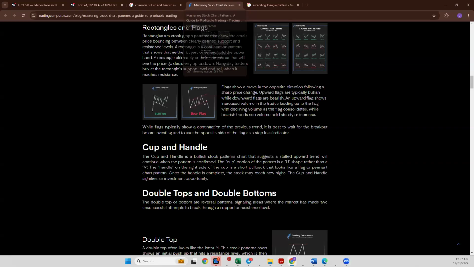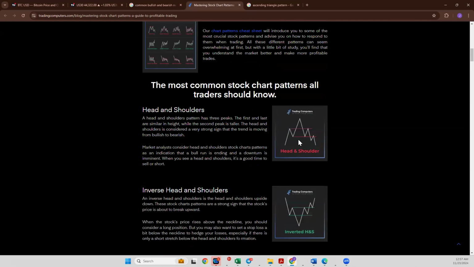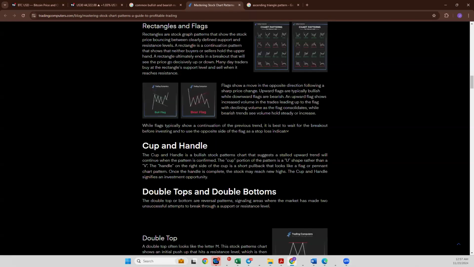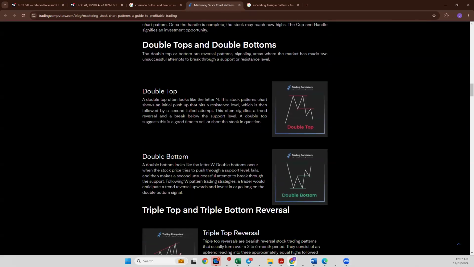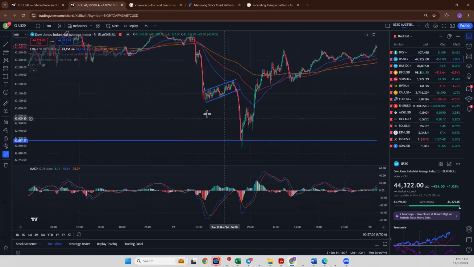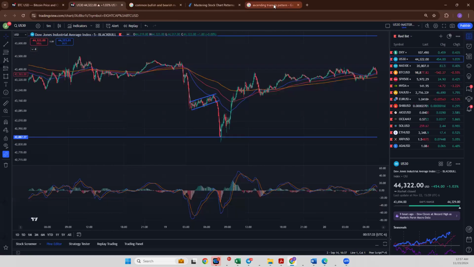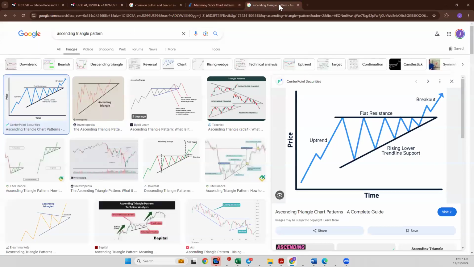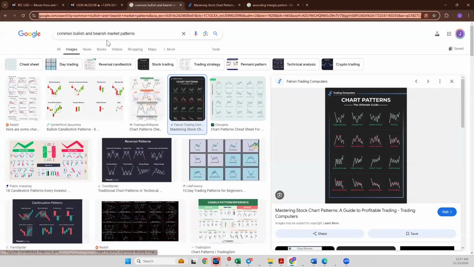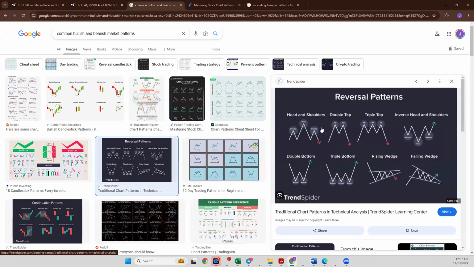What's the next one? So that covers pretty much my favorite patterns, the head and shoulders and the flags. Another one would be your double tops and your double bottoms. These ones are really, really good to know as well. And you can Google these yourself. Like right here, I looked up specifically just ascending triangles, but common bullish and bearish market patterns. And you'll see, I mean, you get plenty of examples.